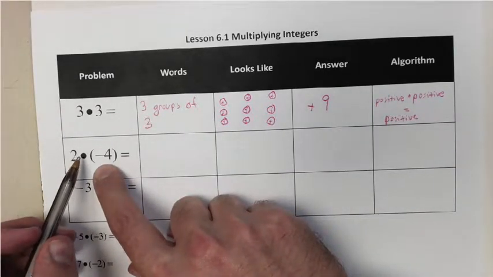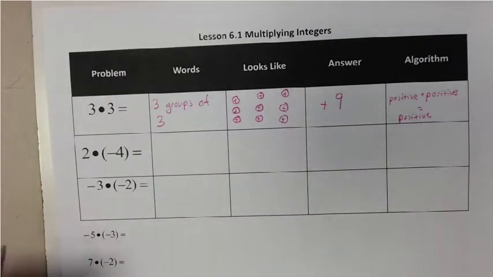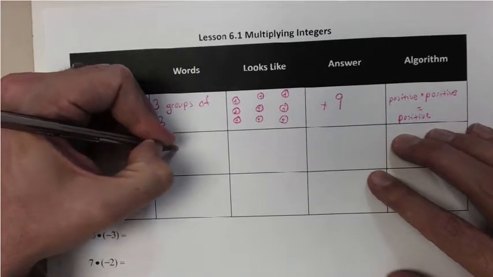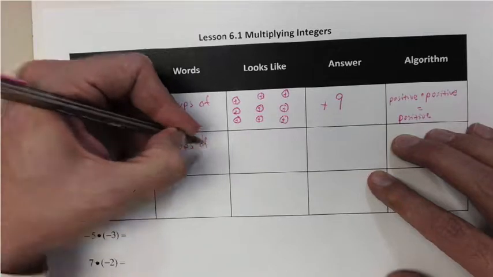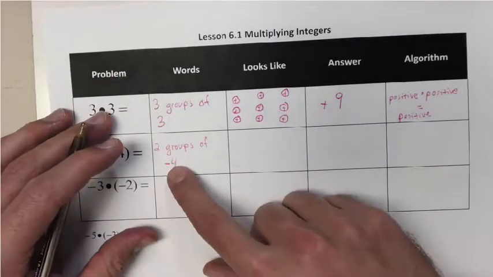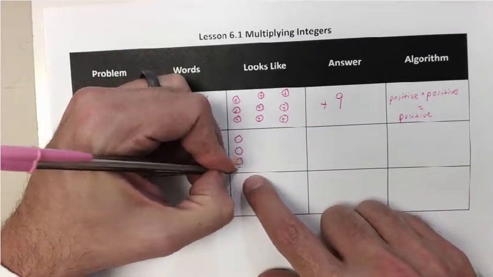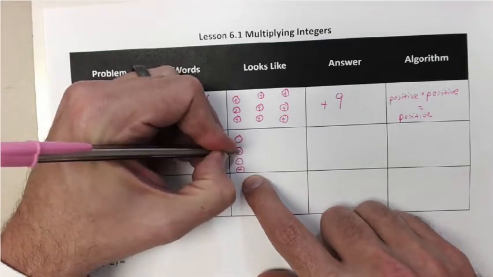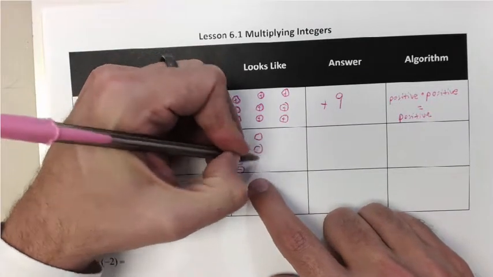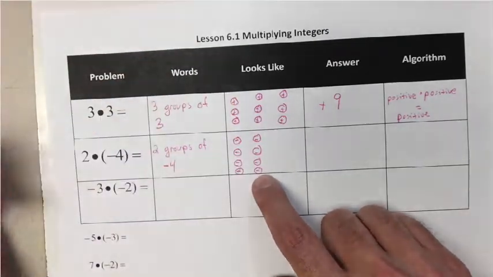We have 2 times negative 4, 2 times the opposite of 4. Okay? So, this is saying I've got 2 groups of negative 4. So, here's one group of negative 4. See, I got 4 negatives. And here's another group of negative 4. So altogether, I've got negative 8.